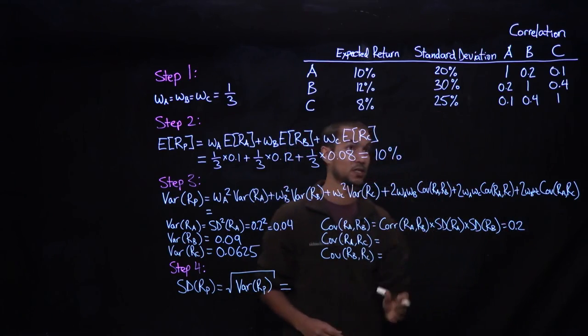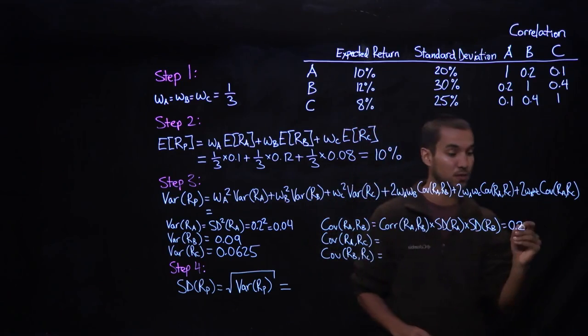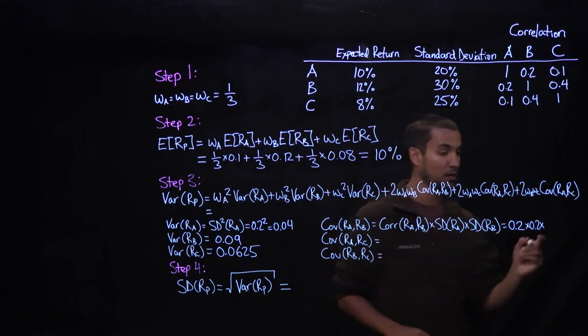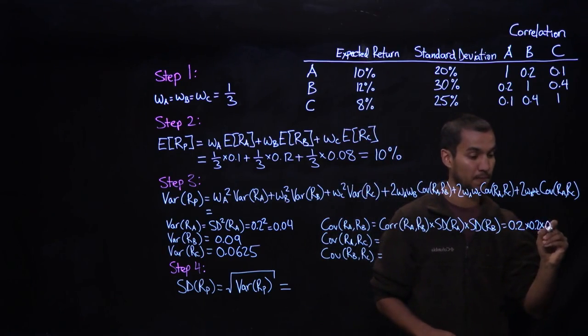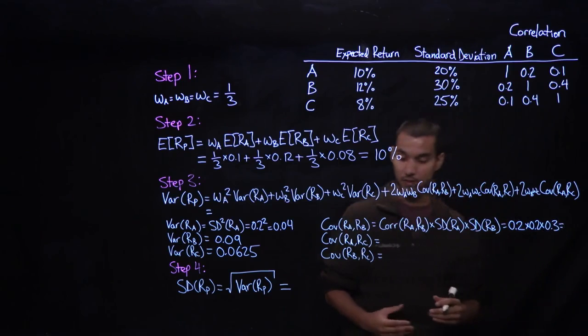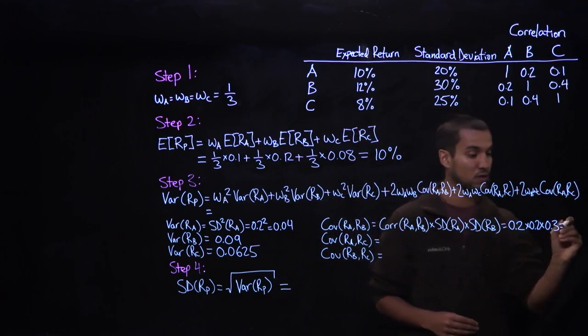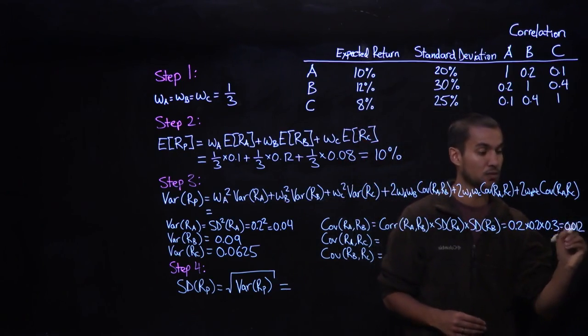So the correlation between stock A and stock B is 0.2. The standard deviation on stock A is also 0.2. And the standard deviation of stock B is 0.3. And so if we multiply that all out together, we find that the covariance between these 2 stocks is 0.012.